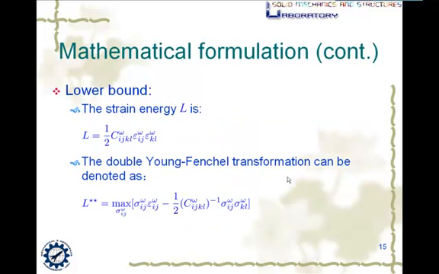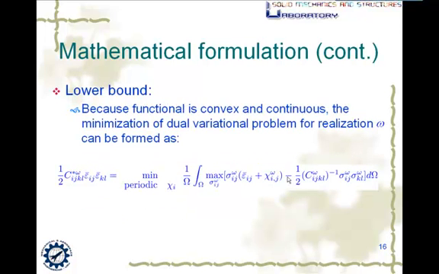To find the lower bound, the complementary strain energy can be calculated using double Young-Fenchel transformation. Because the strain energy is convex and continuous, L star star equals L, and the minimization of the dual variational problem for realization omega can be formed as this equation.